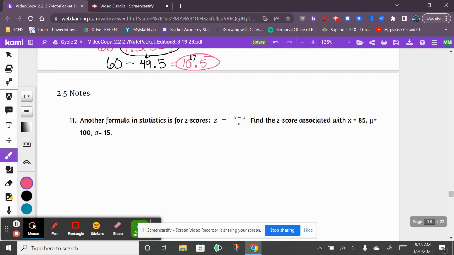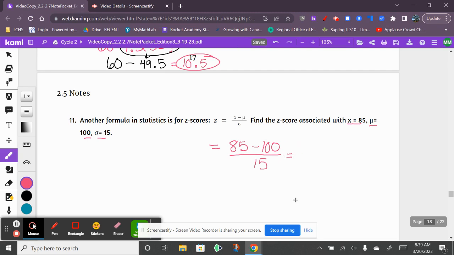Another formula in statistics is for z-scores. Z is equal to x minus mu, this is the symbol for mu, over sigma. So we're going to find the z-score. So we have 3 things to plug in. So x is equal to 85. Mu is equal to 100. And sigma is 15. So we're going to work out just either the top or bottom first.